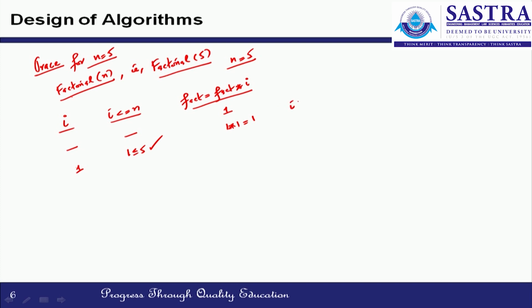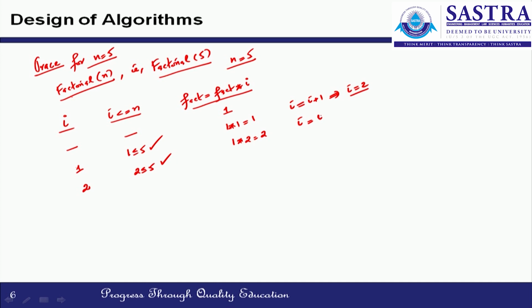Next, I is incremented by 1, I is equal to I plus 1, this implies I becomes 2. For the next value of I, the condition to be tested is 2 less than or equal to 5, condition is true. Update a value of fact, fact is equal to fact star I, current fact is 1, 1 into 2, I is 2, 1 into 2, 2.